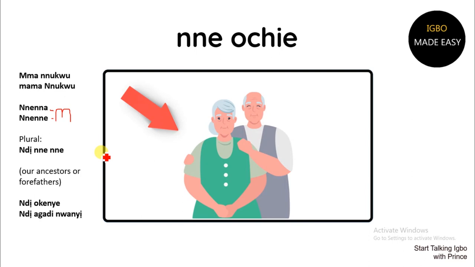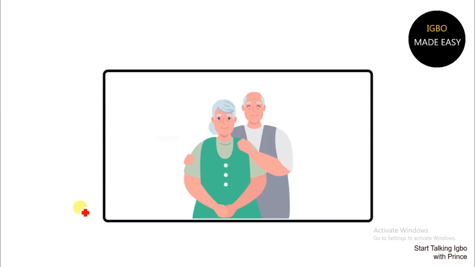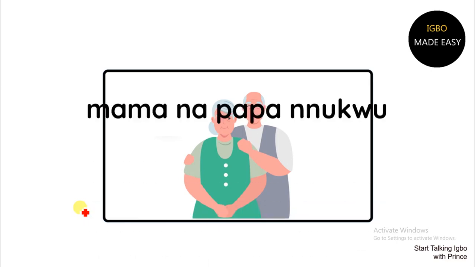And ndi agadi nwanyi, when you put the female, remember when it was for the father, we put the male gender indicator, but now it's for the mother, for the grandmother, we're putting the female gender indicator, which we say is what? Nwanyi. How to say grandparents? Remember what we did for mother and father with the na thing is exactly the same thing.